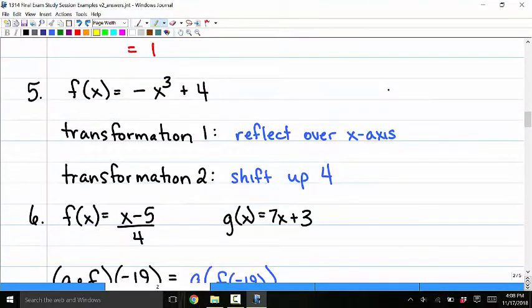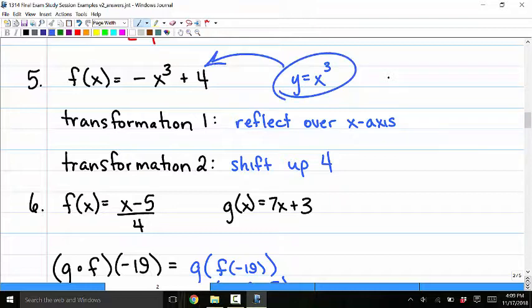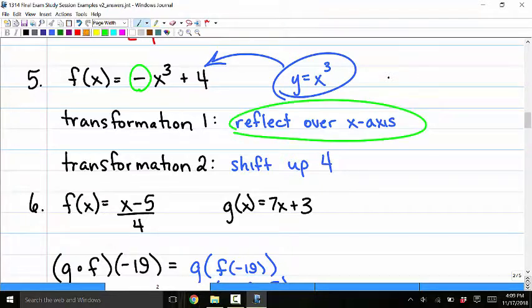Number 5. Given f of x equals negative x cubed plus 4, verbally describe two transformations that occur from the parent function y equals x cubed. If this is the parent function, what are you doing to it to get this? The negative out front reflects it over the x-axis. And the plus 4 out to the side shifts it up 4 units.